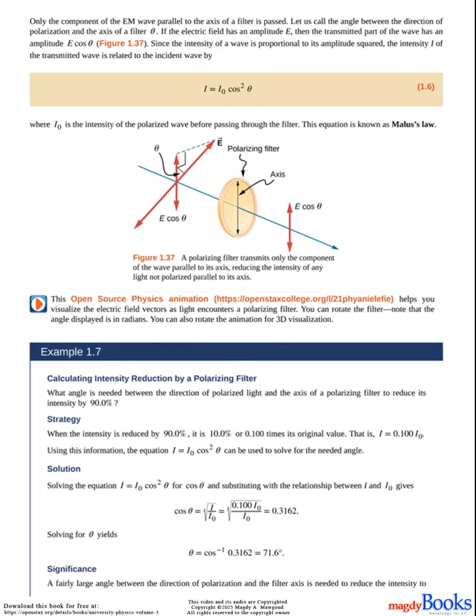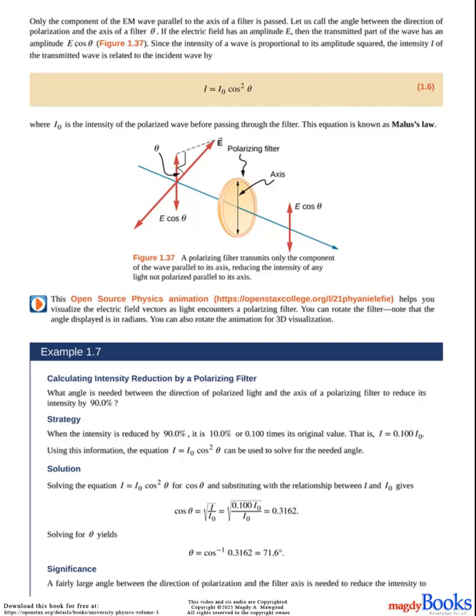Only the component of the EM wave parallel to the axis of a filter is passed. Let us call the angle between the direction of polarization and the axis of a filter theta. If the electric field has an amplitude E, then the transmitted part of the wave has an amplitude E cosine theta, Figure 1.37. Since the intensity of a wave is proportional to its amplitude squared, the intensity I of the transmitted wave is related to the incident wave by I equals I0 cosine squared theta, equation 1.6, where I0 is the intensity of the polarized wave before passing through the filter. This equation is known as Malus's law.